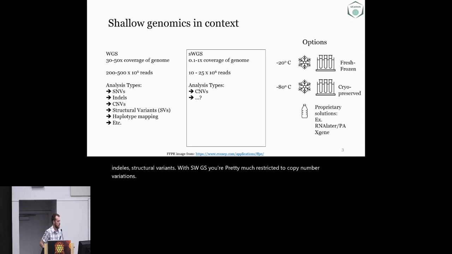The samples that you use for these types of sequencing are fresh frozen, cryopreserved, maybe proprietary solutions, RNAlater or PAXgene. These matter in context of SWGS because the advantage of doing shallow is cost. If it's a lot less cost, that expands the number of samples that you can sequence and the number of applications that you can use it for. If you have also cheap samples, that doubles in being of advantage. If you're using cryopreserved only samples, then, well, your samples are expensive.